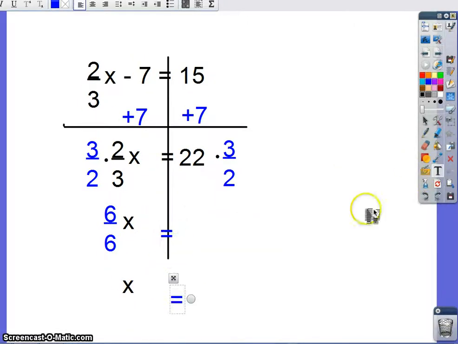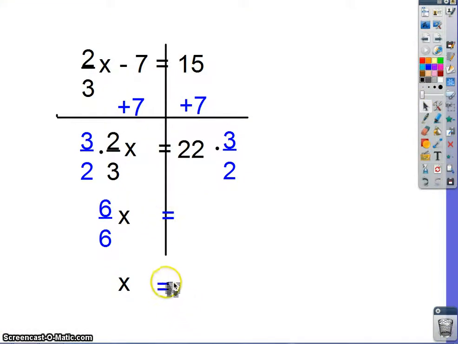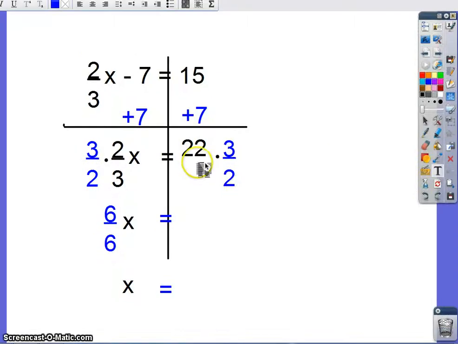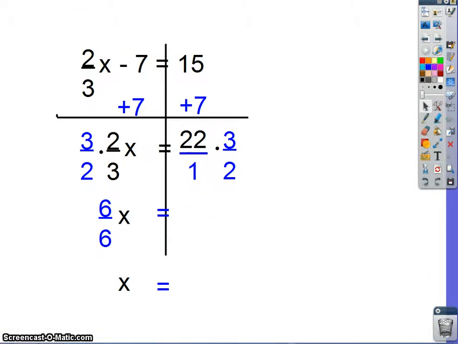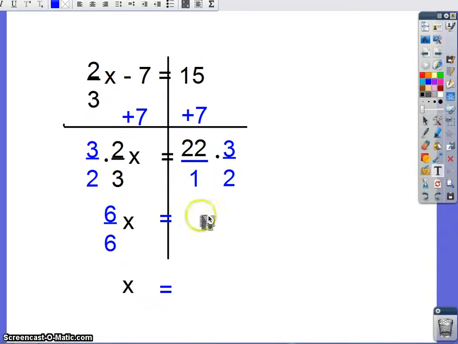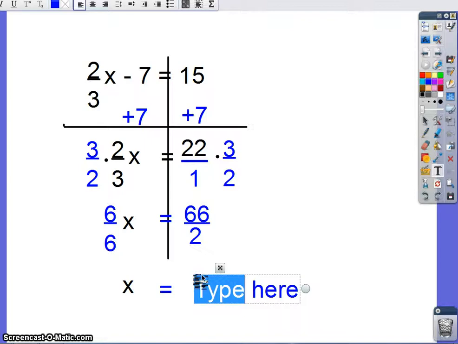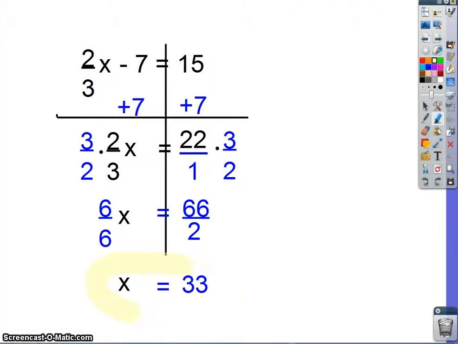Now let's take a look at the other side of our equation. So you're looking at this, you're like, gosh, how do I multiply this whole number times a fraction? Well, every whole number is actually over 1. So I can actually call this 22 over 1. It's the same thing. So 3 times 22, that gives me 66. And 1 times 2, that gives me 2. So I've got 66/2, which means the same as 66 divided by 2, which is 33. So x is 33.